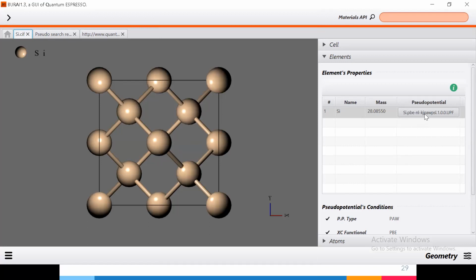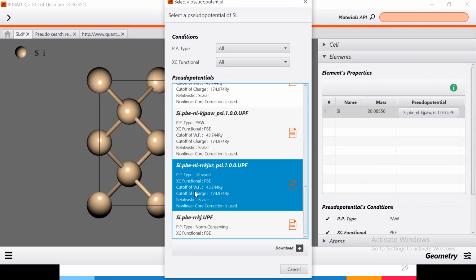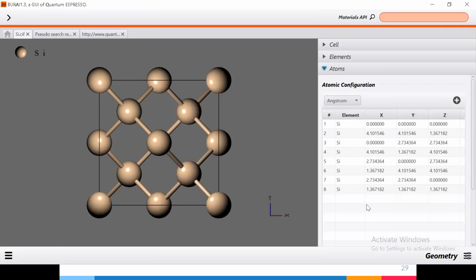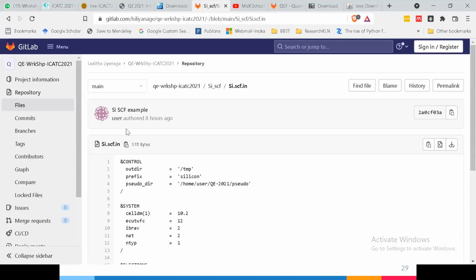So another piece of information that is given here, if you look at that, is the cutoff for wave function. It says 43.744 Rydbergs. This is given in the pseudo potential, and I will explain what that means in a little while. Okay, so once you do this, you want to put your atoms. Now this one has 8 atoms in there. So they have given the atom configuration, which is basically the ionic core configuration, where the ionic cores are. Let me see whether I'm getting any messages.